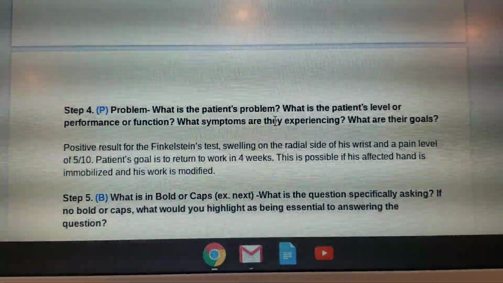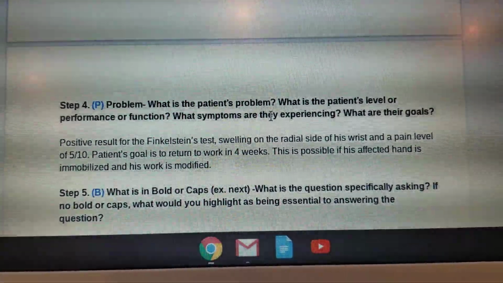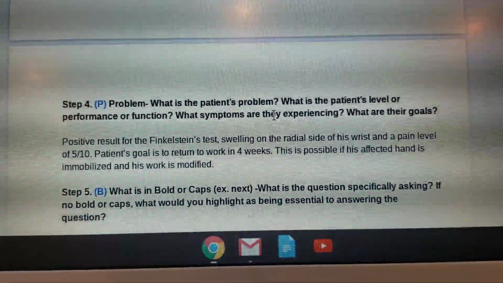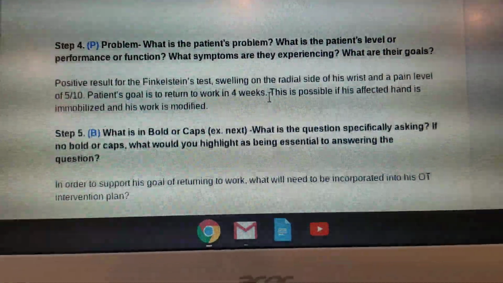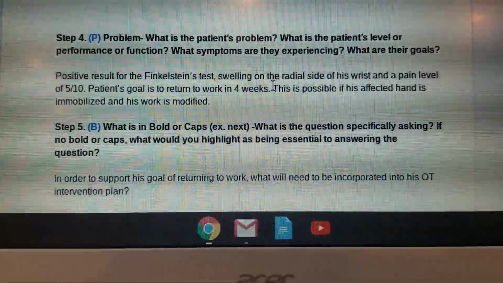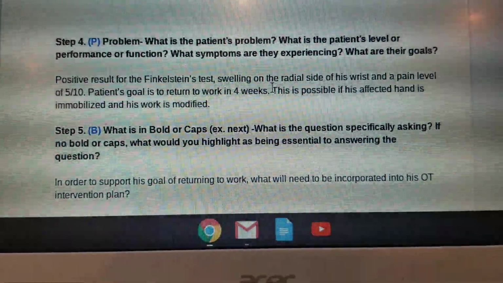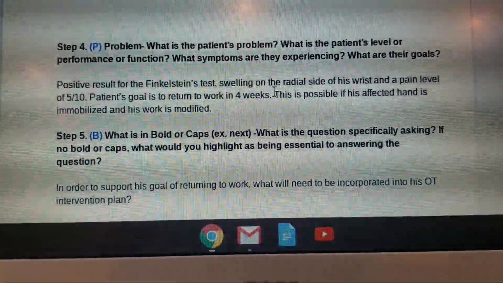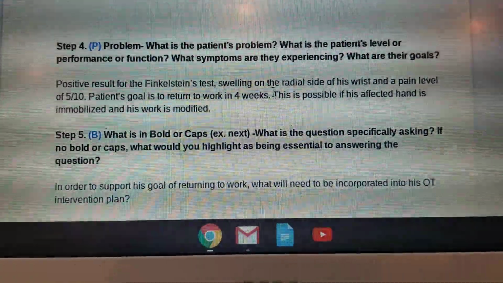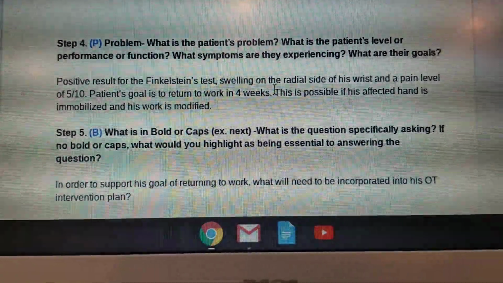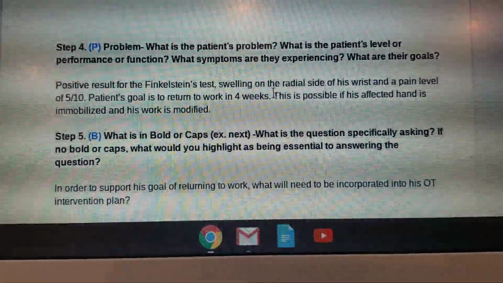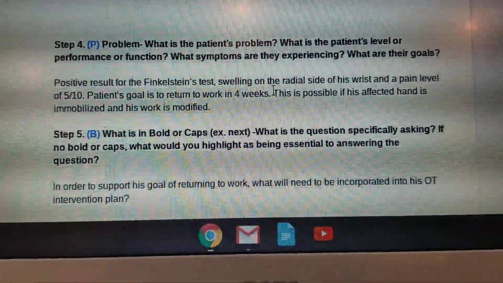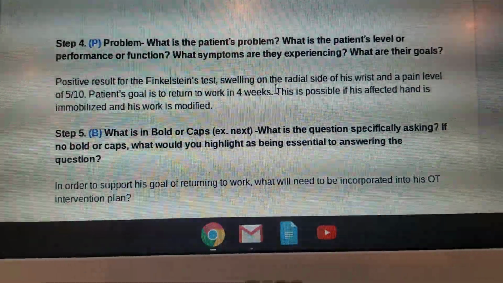So now we're at step 4. So what is this patient's problem? What is the patient's level of performance or function, and what symptoms are they experiencing, and what are their goals? So we know that it is a positive result for the Finkelstein's test, swelling on the radial side of his wrist and a pain level of 5 out of 10. Patient's goal is to return to work in 4 weeks. This is possible if his affected hand is immobilized and his work is modified.